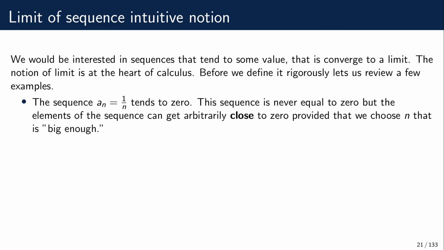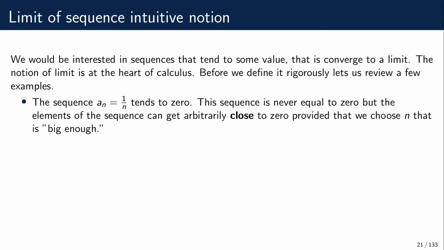And we can make it arbitrarily close. If we want the distance of the elements of the sequence from the limit to be less than 1 billionth, then starting from 1 billion, in this case it's easy to see, the distance between the elements of the sequence and 0 will be less than 1 billionth. And we can do it for every positive number that we pick to be the closeness threshold, right?